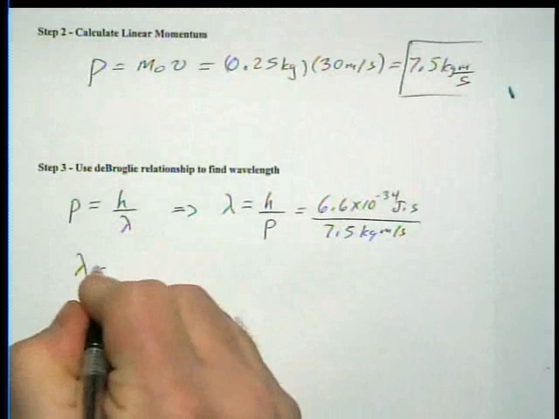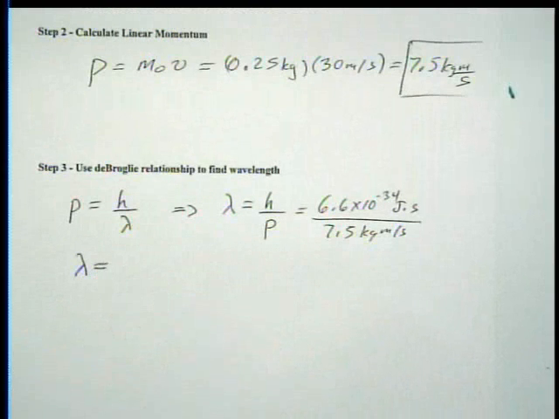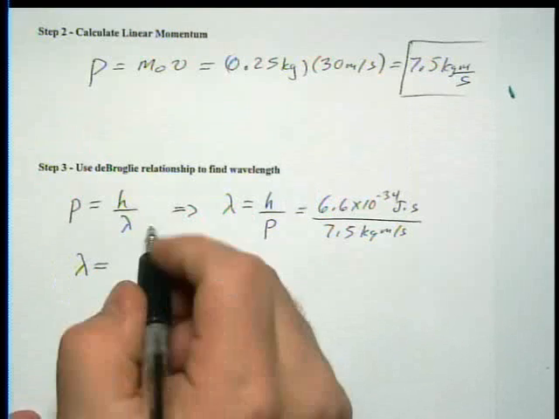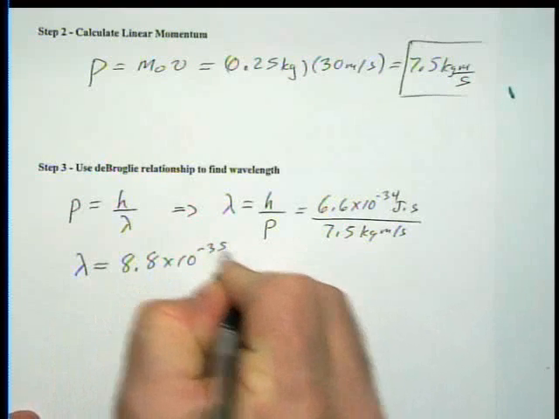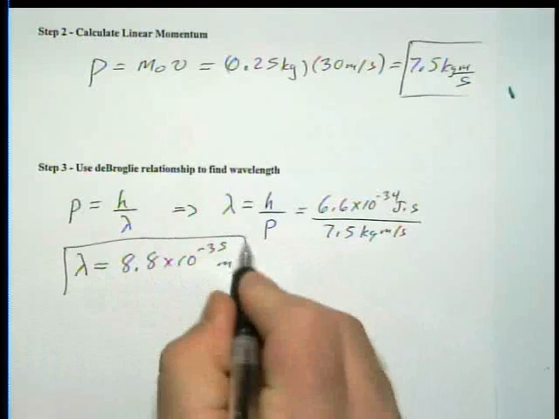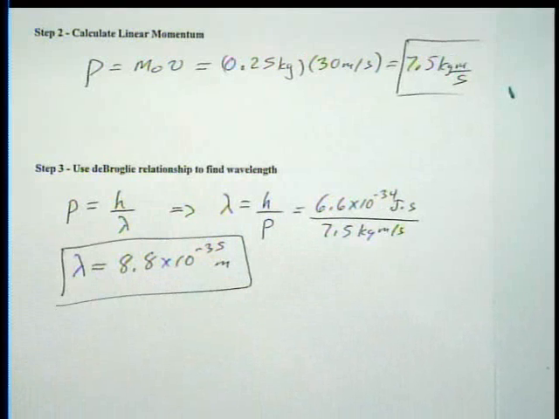And you get the incredibly tiny wavelength of 8.8 times 10 to the minus 35 meters. Far less than the size of the nucleus. So therefore, even though it exists, you're not going to see it. All right, total waste of time.